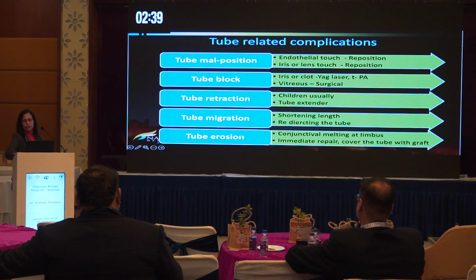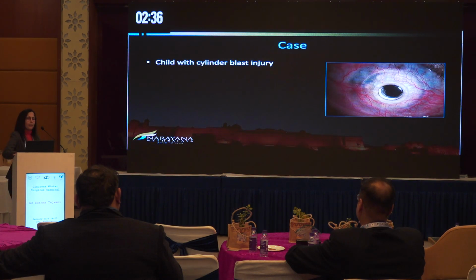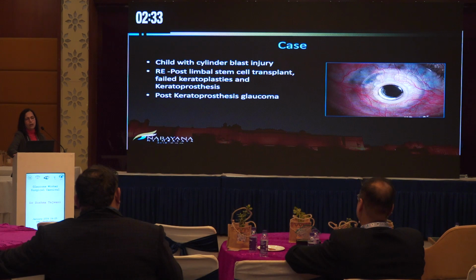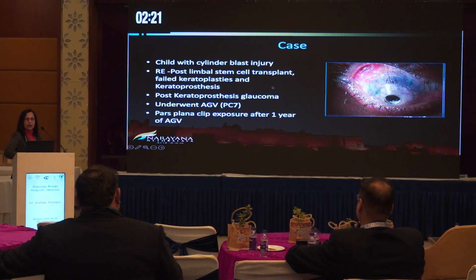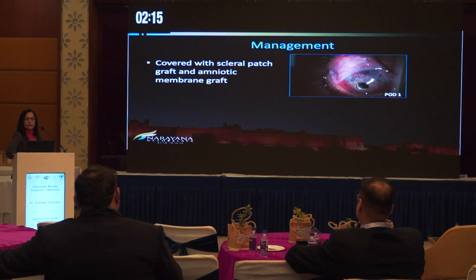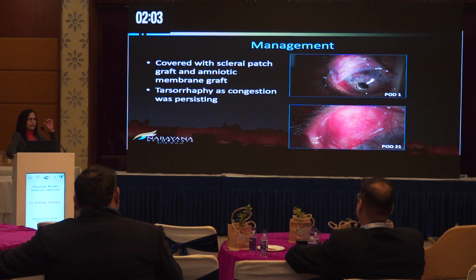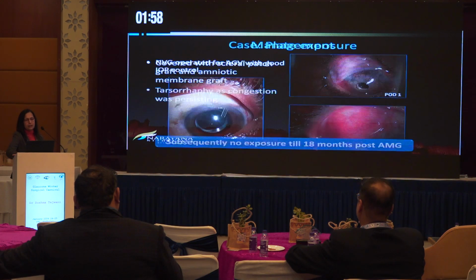If there is an erosion, you definitely need to repair it. You cannot leave it as such. Another patient who was post-K-Pro, I had done an AGB with the pars plana, that was PC7. So the patient came to me after 1 year with pars plana clip exposure. If you look at it, this is how the clip was peeping through. Here we just covered it with a scleral patch graft and amniotic membrane graft. Also, because the cause in this patient was a severe dry eye, as it was an alkali injury and he was post K-Pro, we did a tarsorrhaphy in that area so that the exposure is less, because the surface was poor. That is what helped, and then the patient did well.